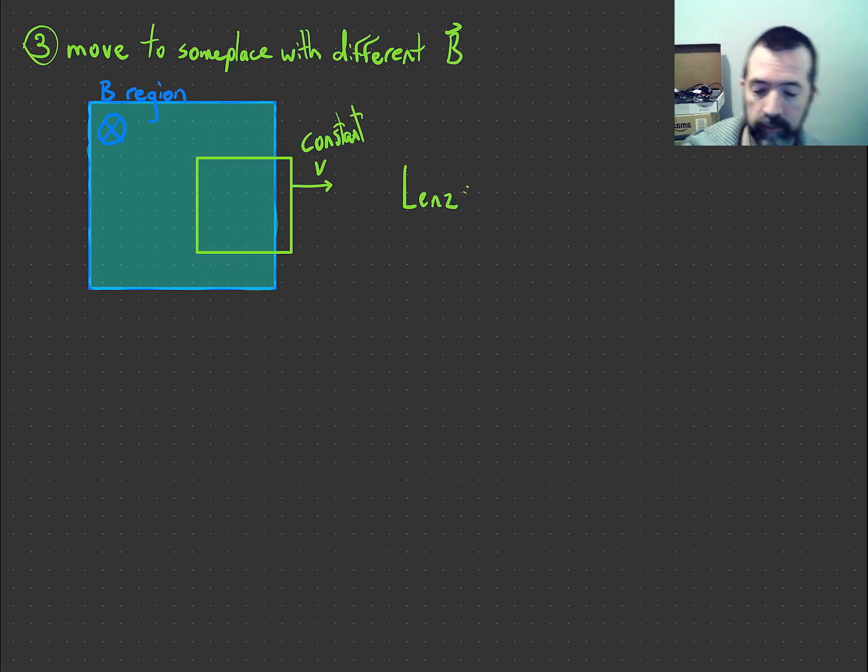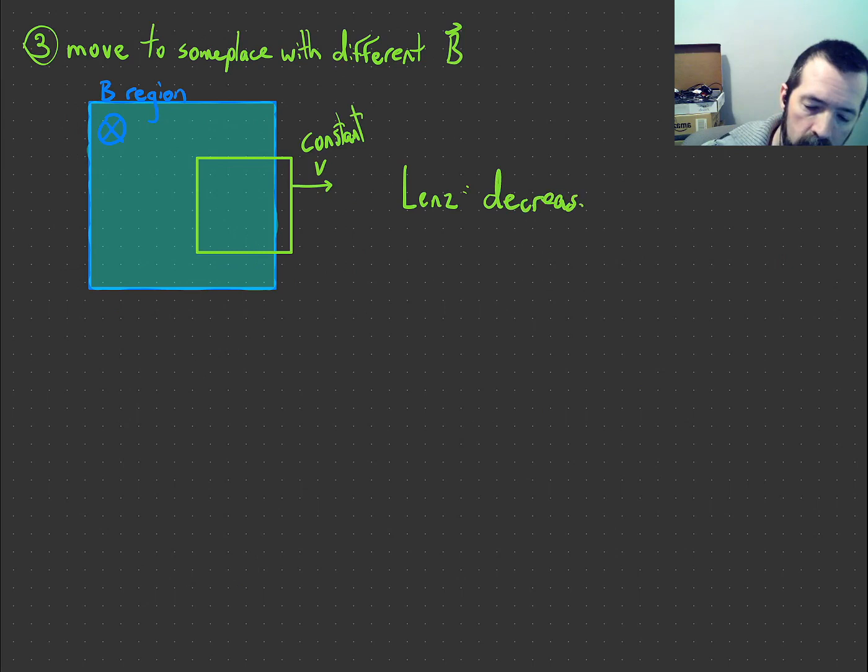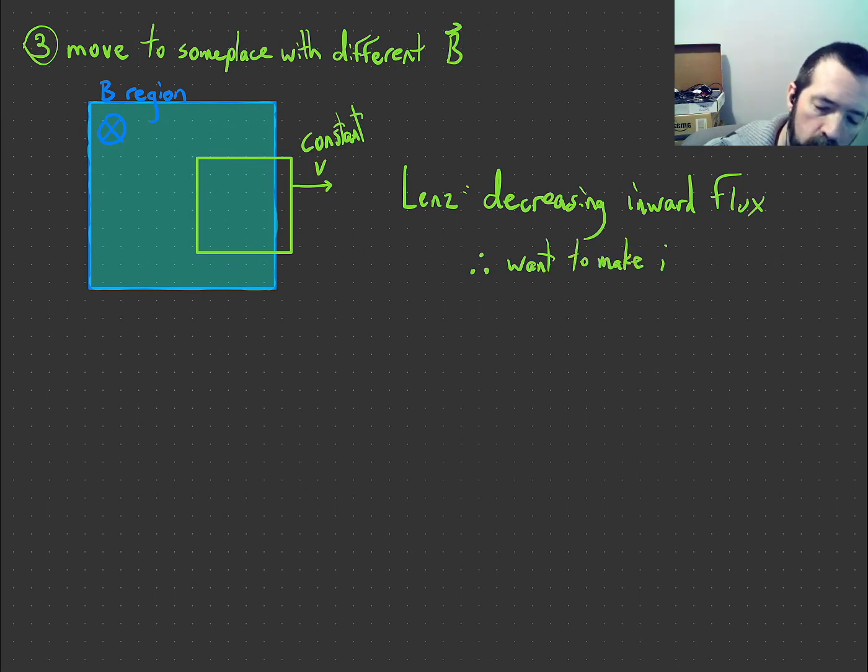So according to Lenz's law, I know that there is flux through the loop. That flux points into the screen. So there's an inward flux. But when I remove the loop from the field, I am getting rid of that flux. It was inward, and it's approaching 0. So I have a decreasing inward flux. Therefore, I want to make inward flux.